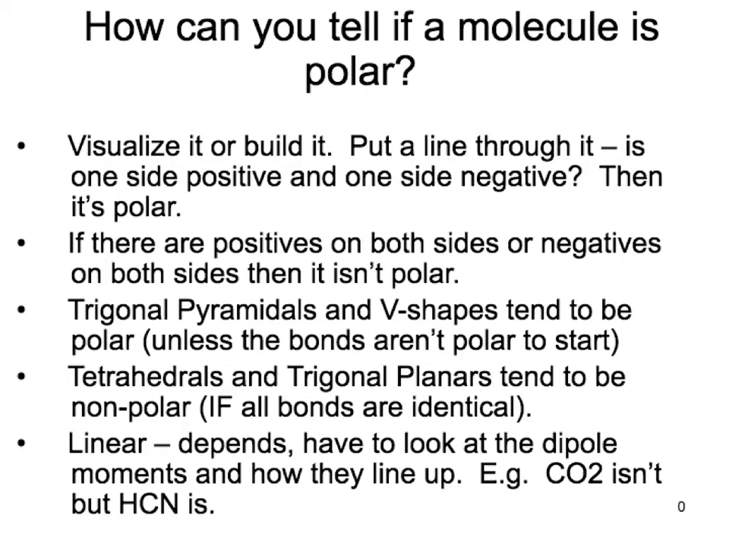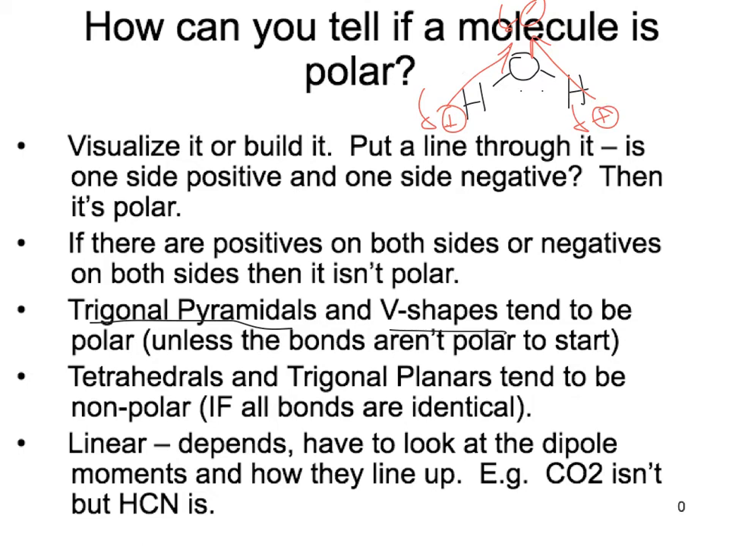So trigonal pyramidals and V-shapes tend to be polar. So let's take a look at a V-shape, and we'll look at a trigonal pyramidal. This is a water molecule. This is its Lewis structure. I'm trying to draw it so that it looks three-dimensional. And if we were to draw the dipole moments in, I would draw an arrow up toward that, arrow up toward that. That's a little bit negative, and these are a little bit positive.